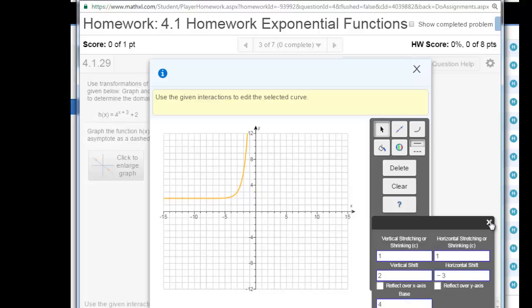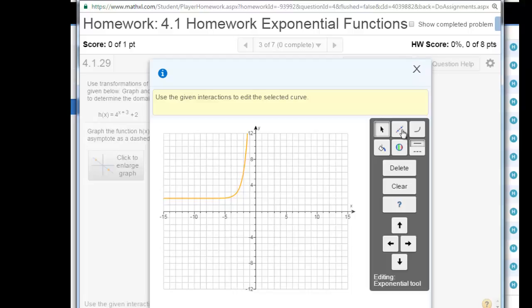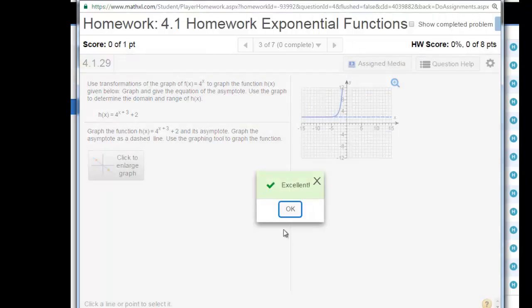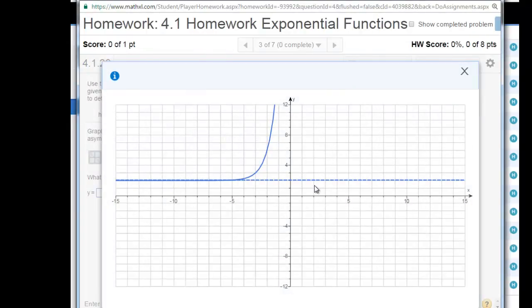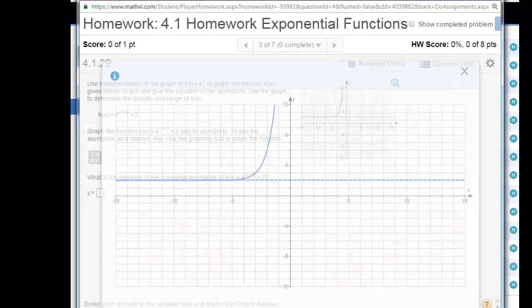Now the other thing you need is the horizontal asymptote. Initially it's going to start off at the line y equals 0, but because we've shifted the graph up 2, it's going to be up at the line y equals 2, and I think that has to be dashed if I'm not mistaken. So we'll save this and check our answer. It's usually that asymptote that messes people up, so make sure you put that in there.